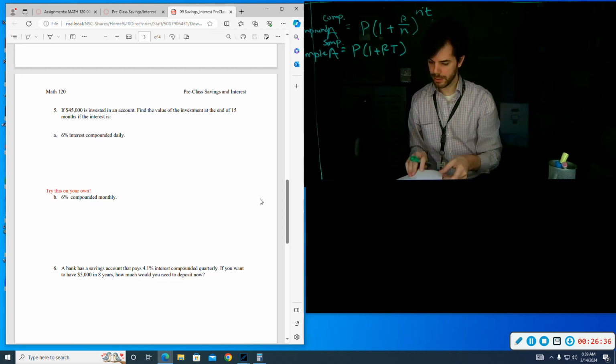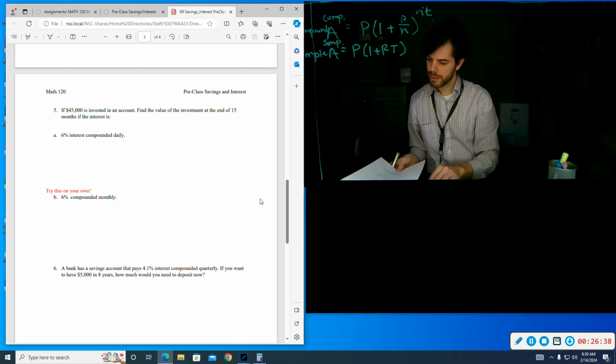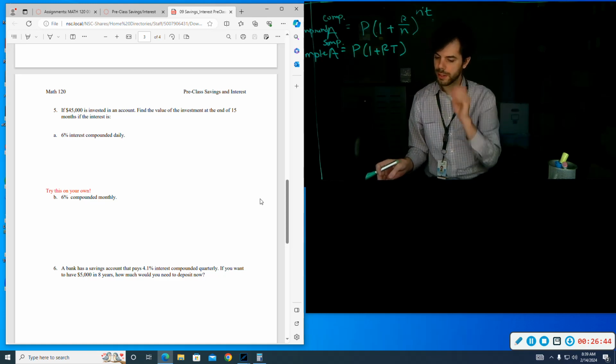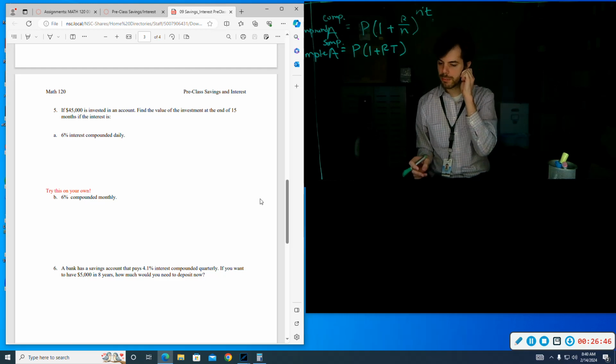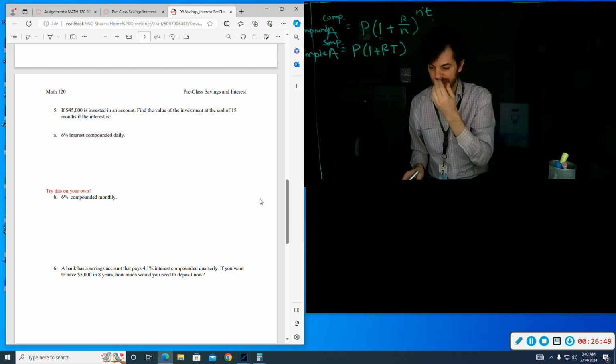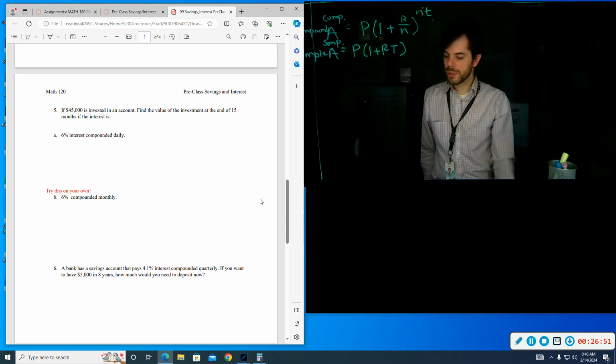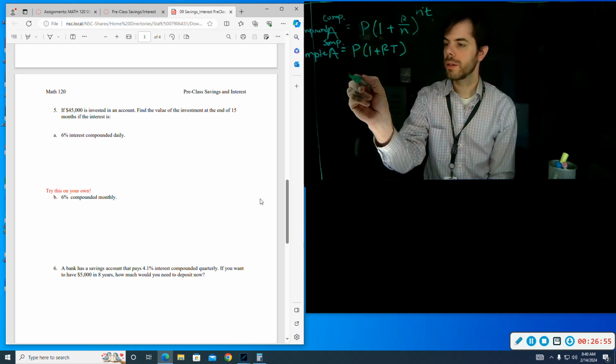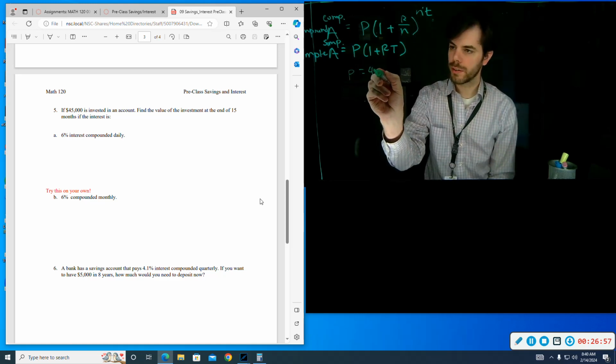Let's read problem 5. If $45,000 is invested into an account, find the value of the investment at the end of 15 months if the interest is 6% interest compounded daily. So you just have to identify all your items. P equals 45,000.